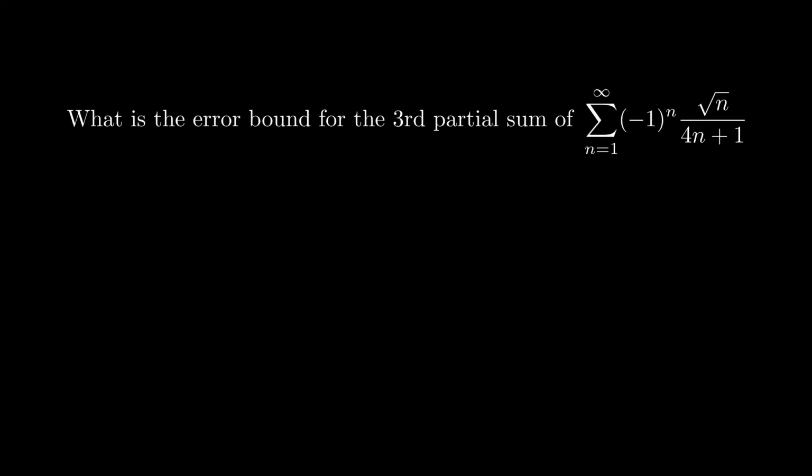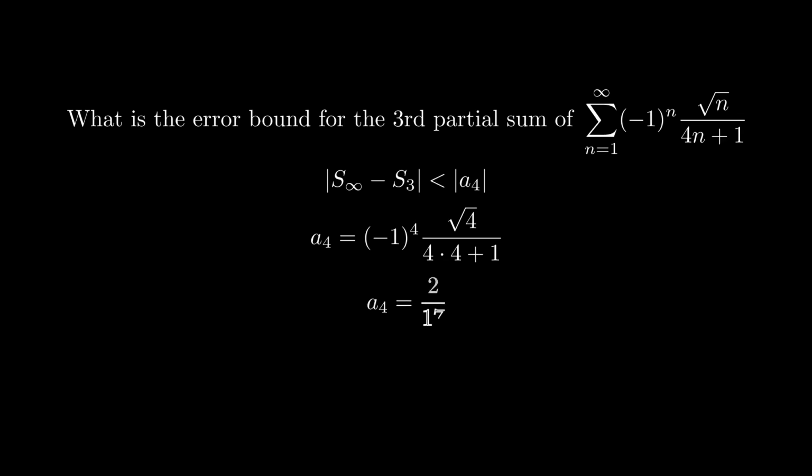What is the error bound for the third partial sum of this series, negative 1 to the power of n times the square root of n divided by 4n plus 1? Since we want the error bound for the third partial sum, it will be bounded by the fourth term of the series. So we substitute 4 into the square root of n divided by 4n plus 1, and after substituting that in, we get 2 over 17, and that's the error bound.